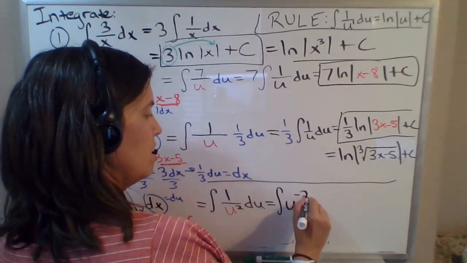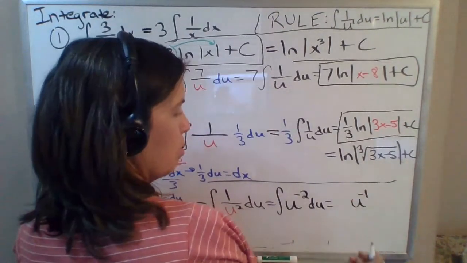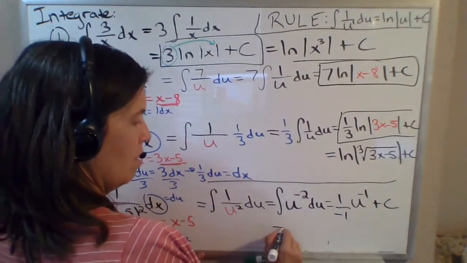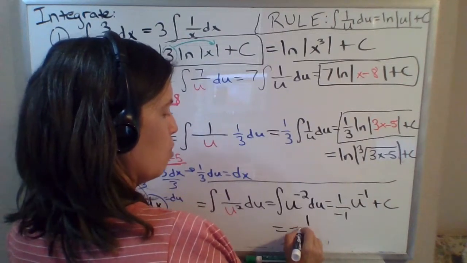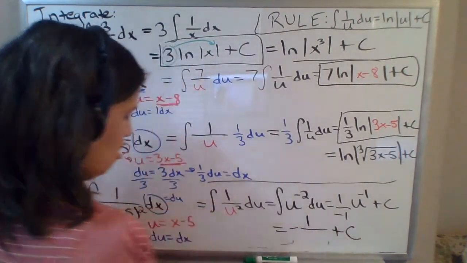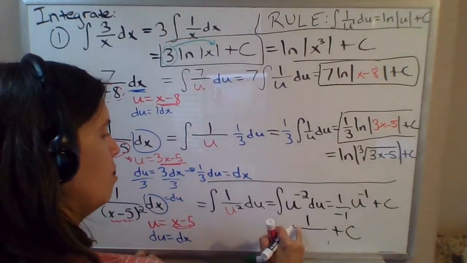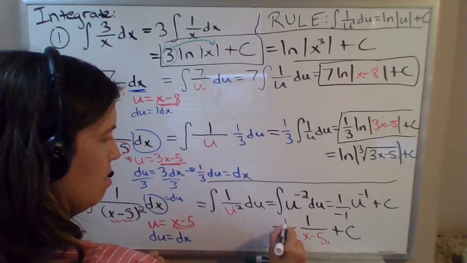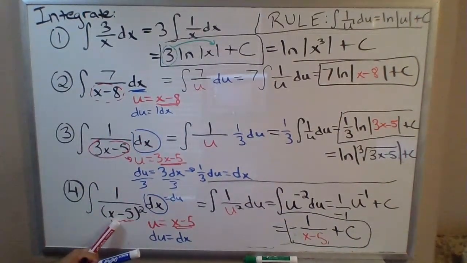So express it as u to the -2, apply the power rule. So when you add 1 to the exponent, you get -1, 1 over -1 out front. So that coefficient is -1, u to the -1, so that's 1/u, where u is x minus 5. So this is -1 over x minus 5 plus c. The answer here is not a natural log function because this integral does not have the form 1/u du.